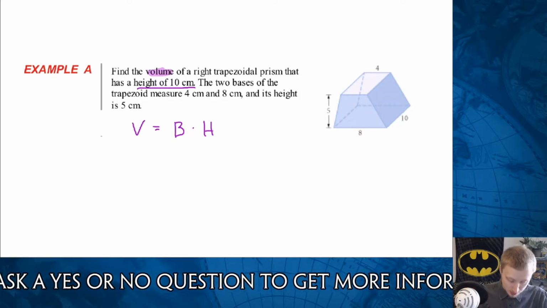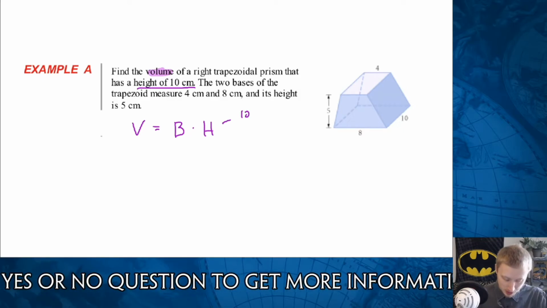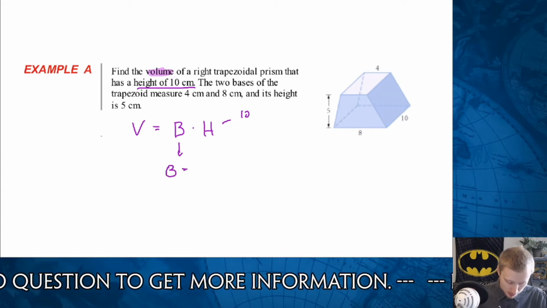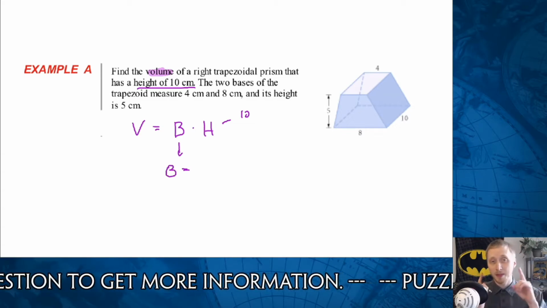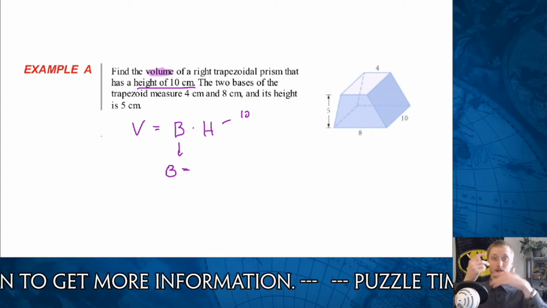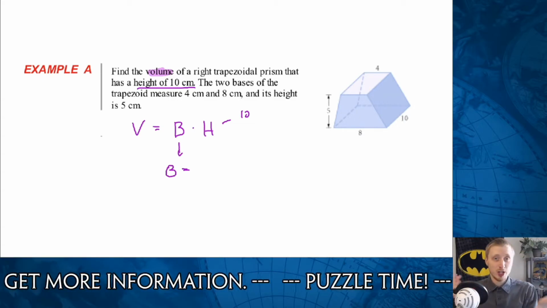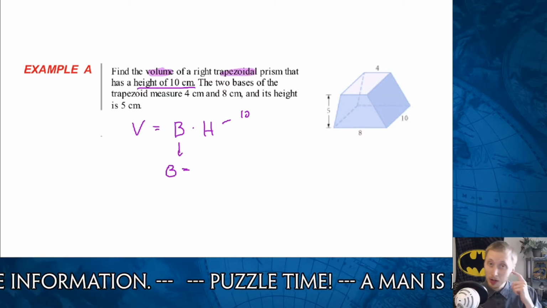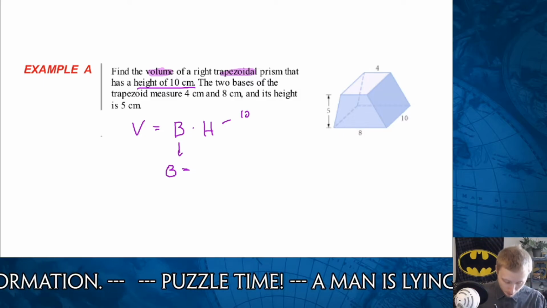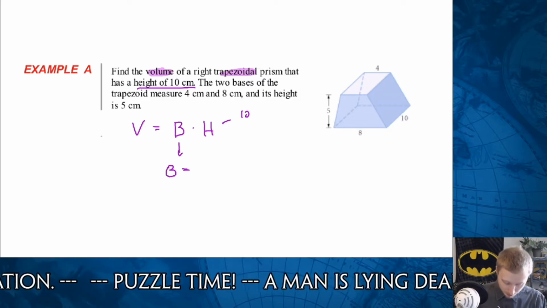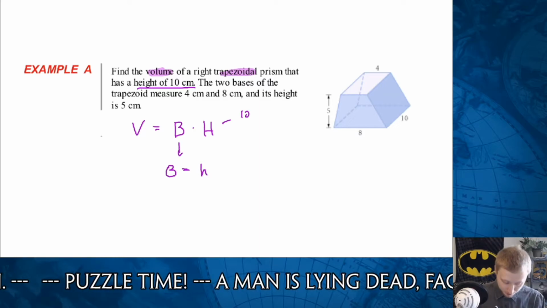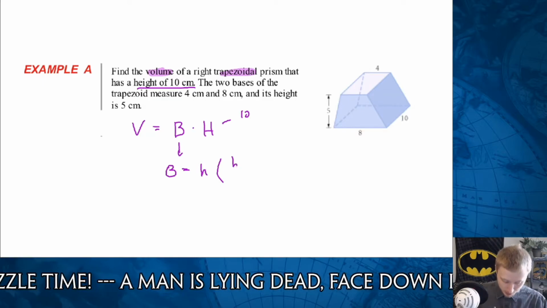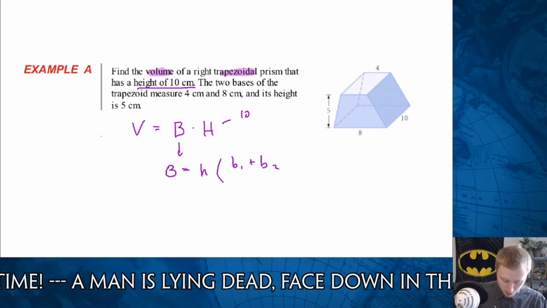They tell us the height. We just need to find the area of the base. What kind of prism? That's where you need to know the rest of geometry from before. What shape am I dealing with? In this case, we're dealing with a trapezoid. So I need to recall the area of a trapezoid formula, which was little h, height, times the average of the two bases of that, B1 plus B2.